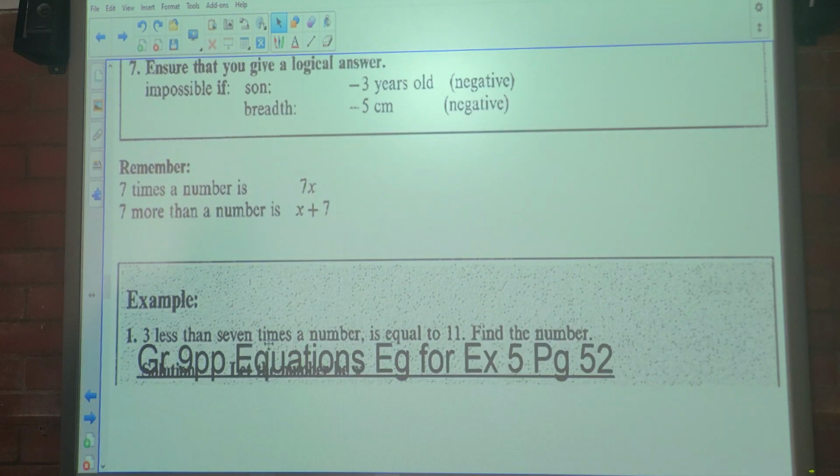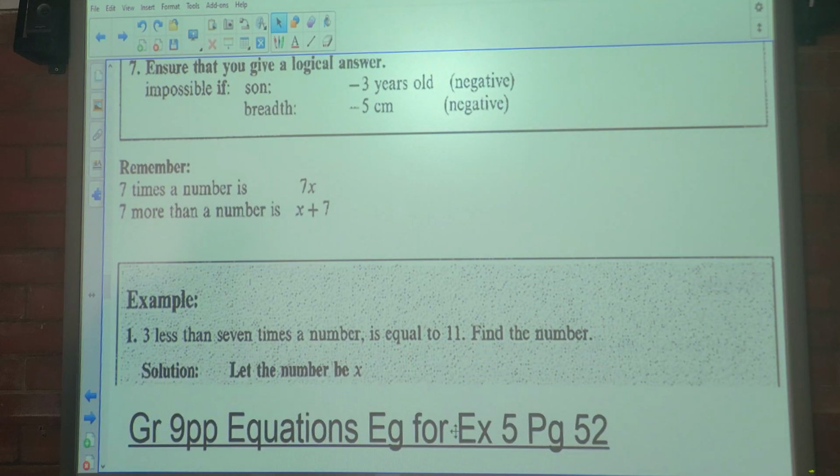Now remember, 7 times a number is 7x, and 7 more than a number is x plus 7. So that's the introduction to these word sums or story sums.